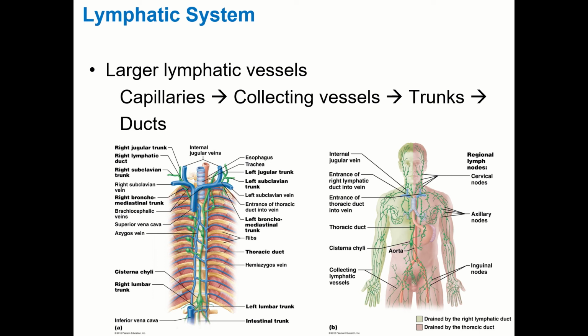Eventually, the lymph is going to flow back into two large ducts. There's the right lymphatic duct, which, as you can see on this drawing, drains the part of the body in green. That's basically the right side of your head, your right arm, and the right area of your chest. And then the thoracic duct, which is much larger, drains the lymph from everywhere else in the body. You can see the entrance of the right lymphatic duct into the vein, right there at the junction between the internal jugular vein and the subclavian vein on the right side, and then the thoracic duct dumps into the same junction but on the left side.